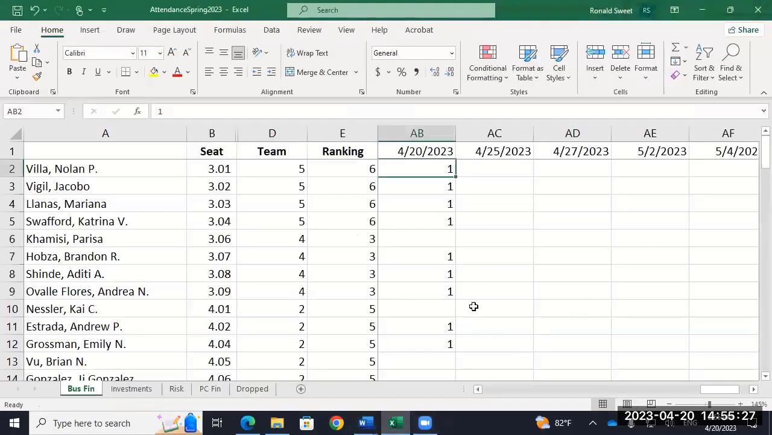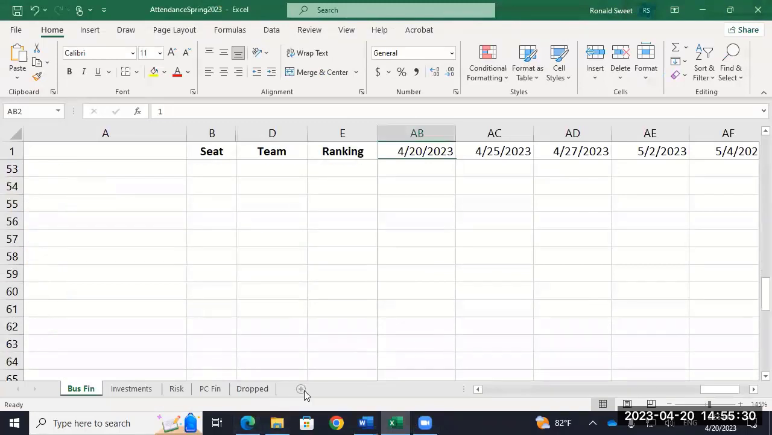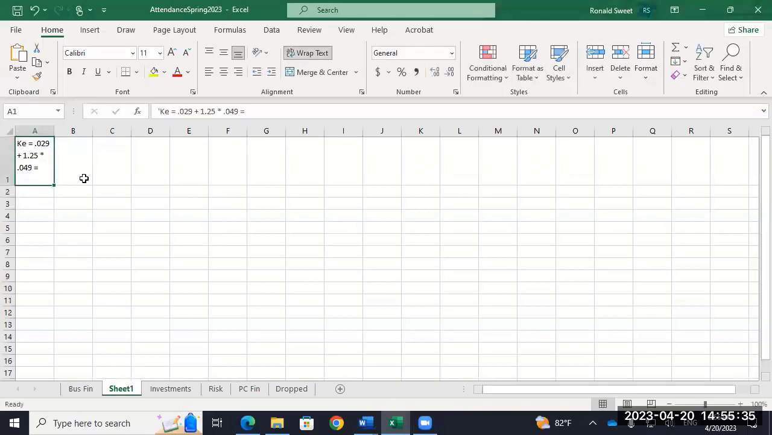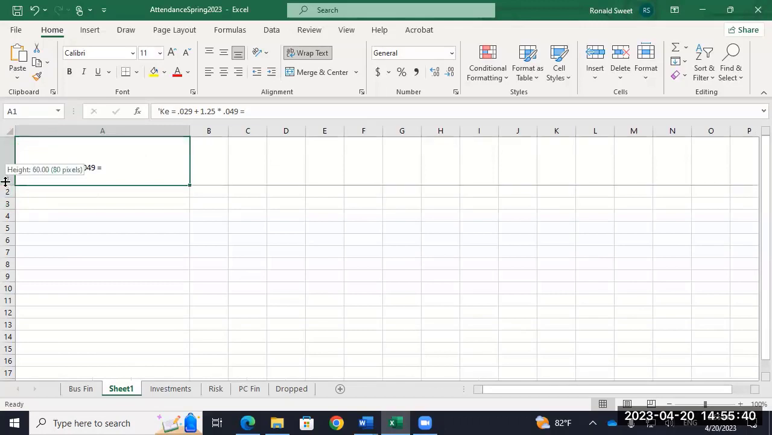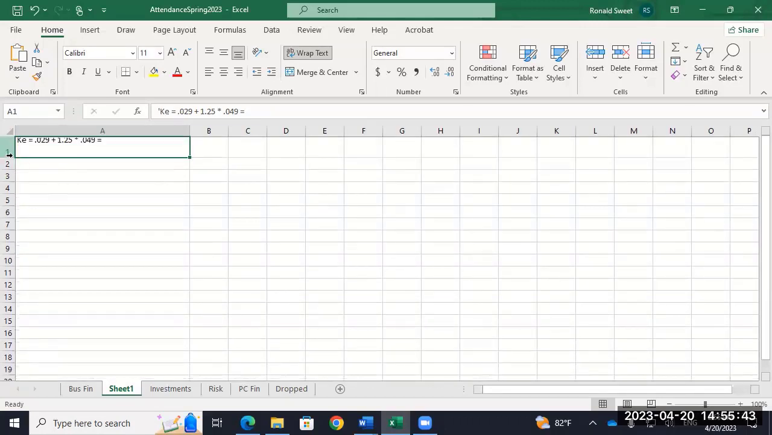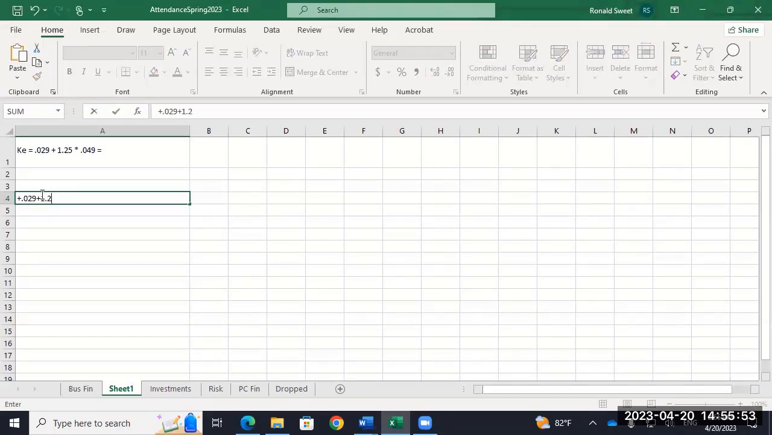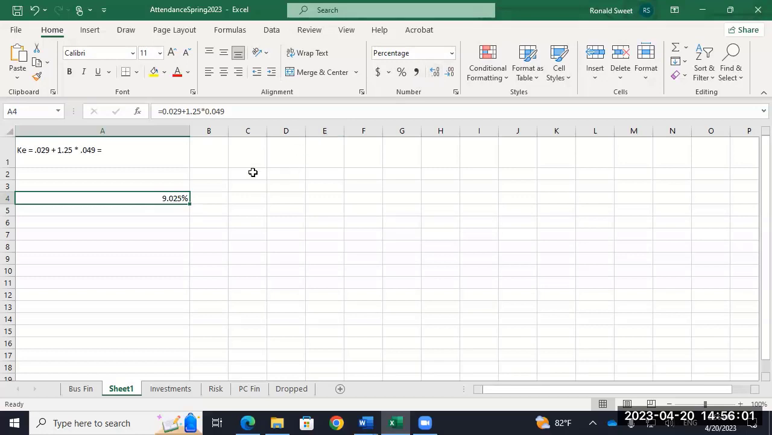Your discount rates are generally going to be in the 5 to 10% range in this particular environment. So if you get a discount rate of like 3%, there's probably something wrong with your calculation. If you get a discount rate of 14%, it's probably going to be in a pretty close range of that. 0.029 plus 1.25 times 0.049 gives us 9.025 on mine. That may not be yours, so you're going to get slightly different answers. 9.025.